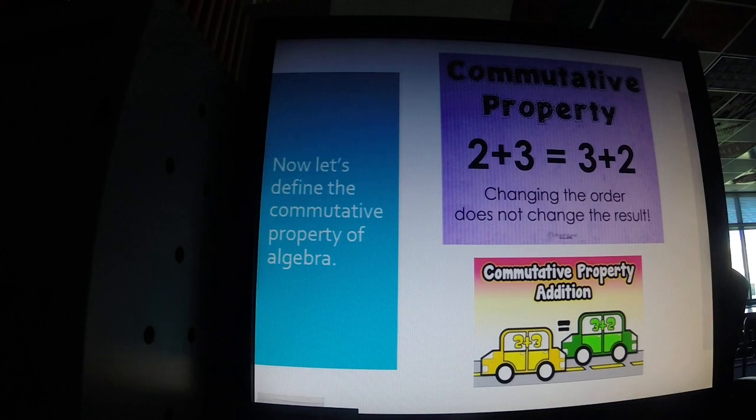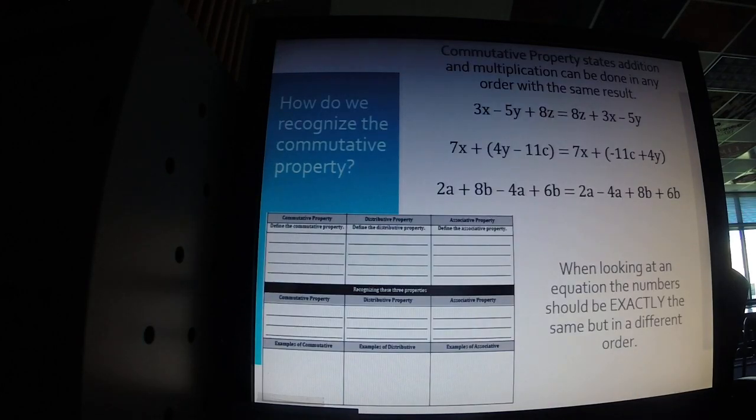So let's look at the next slide because it kind of gives you the stuff to fill out. So here are these 3 boxes. Define the commutative property. Well, here's the definition. The commutative property states that addition and multiplication can be done in any order with the same result. And then down here it says recognize the property. So how would you recognize the commutative property? Well, that's this part down here. When you're looking at an equation, the numbers should be exactly the same but in a different order.